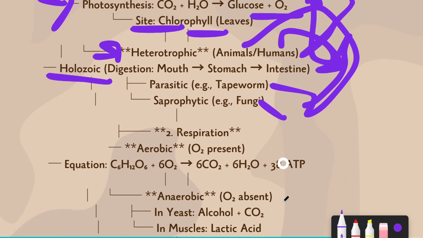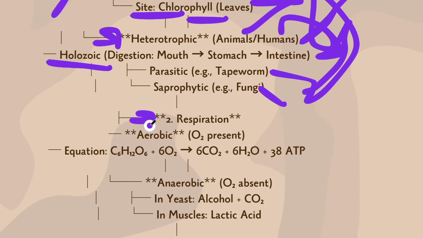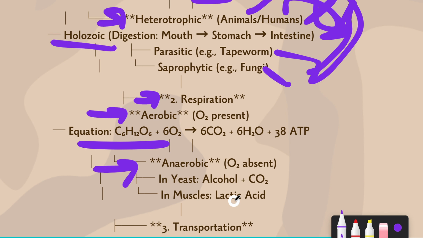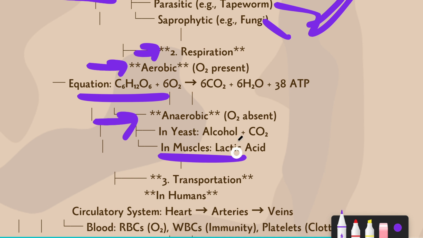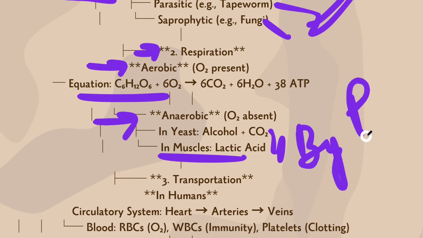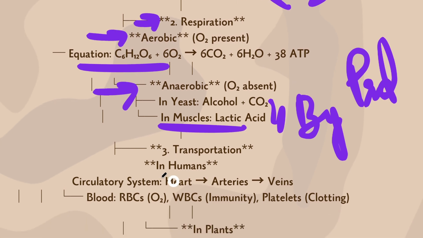Next in our topic, we are going to have respiration. In that, we have two types of respiration: aerobic respiration with oxygen present, which has this equation; and anaerobic respiration with oxygen absent, which occurs in yeast and muscles, giving lactic acid, or alcohol plus carbon dioxide, which are the byproducts as shown. What are these byproducts? All this I have explained clearly in another video.